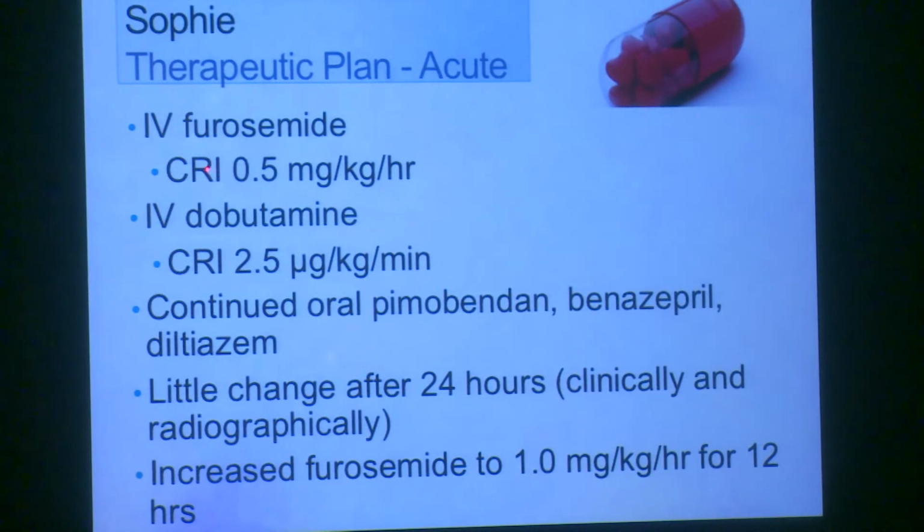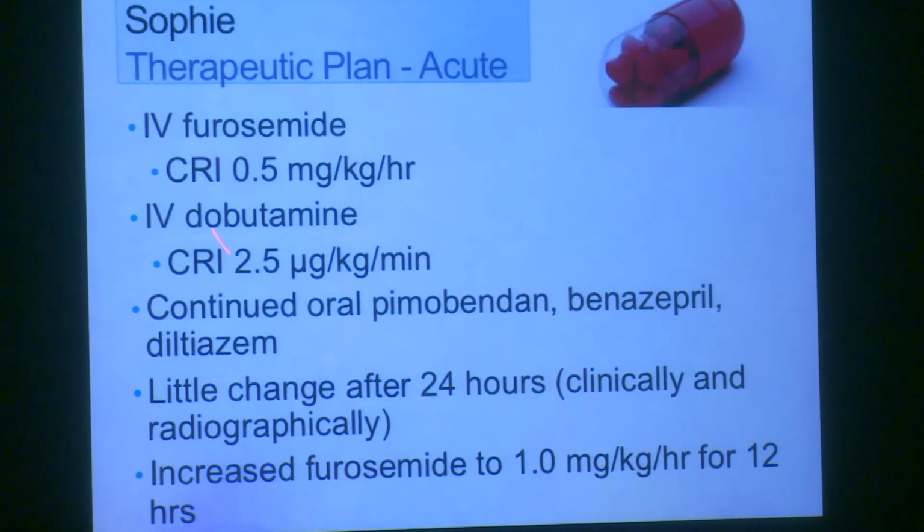So we chose to put her on a constant rate infusion of 0.5 milligram per kilogram per hour of furosemide. We thought, because again she's stage D and we have weak contractility, if we just do this maneuver alone, we might get ourselves in trouble. We decided to add a low dose of intravenous dobutamine, which is our positive inotrope. We continued her oral pimobendan and her benazepril and her diltiazem. I had no reason not to continue those things.